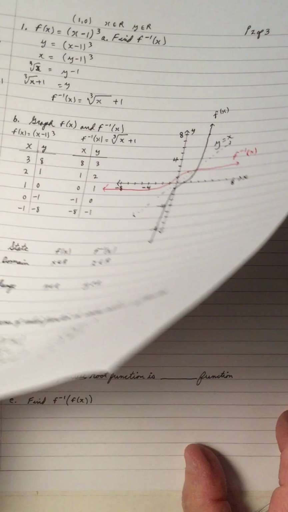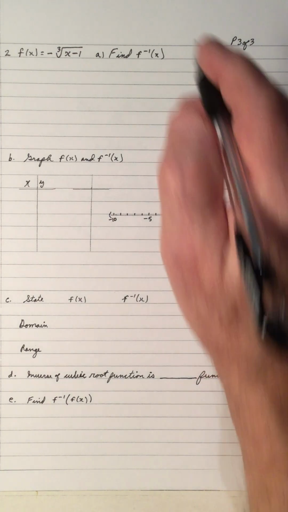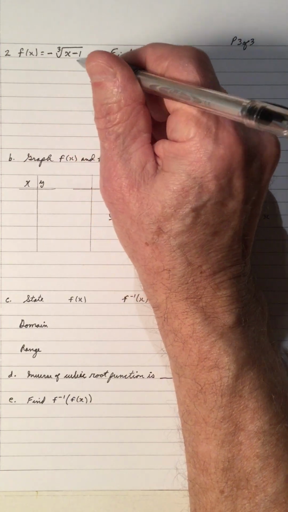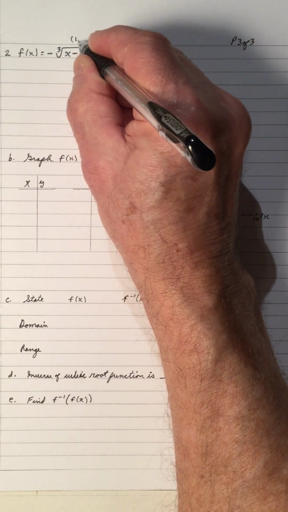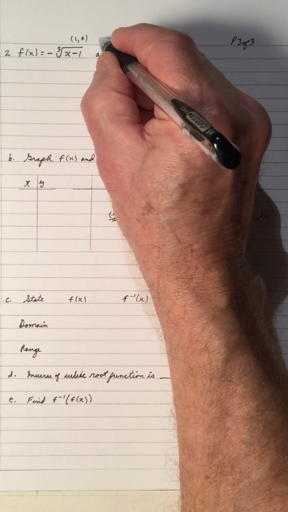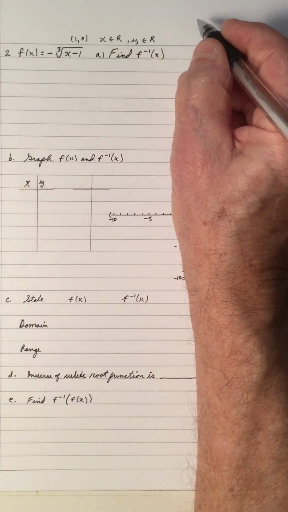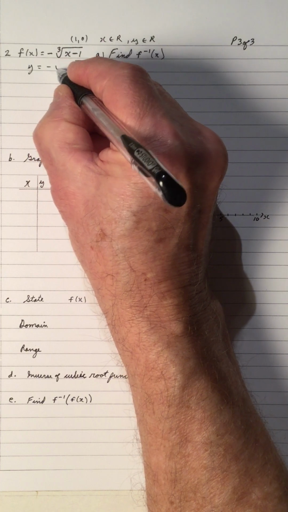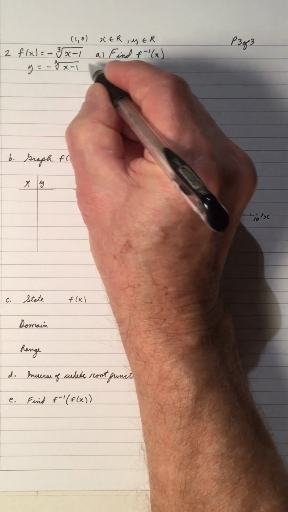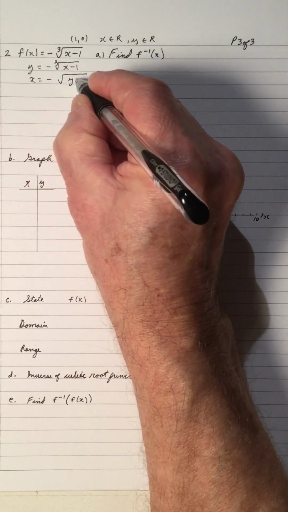Okay, let's have a go at another one. Let's do the reverse. Now we have a cube root. Let's see what the inverse of a cube root is. It should be a cube. Because this is a cube root, think about it, when x is 1, y is 0. The domain is reals, and the range is reals. So we want to find f to the negative 1. The f of x is a y. We change the y to an x and the x to a y.